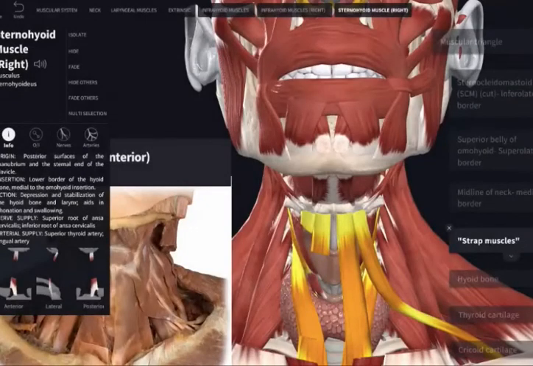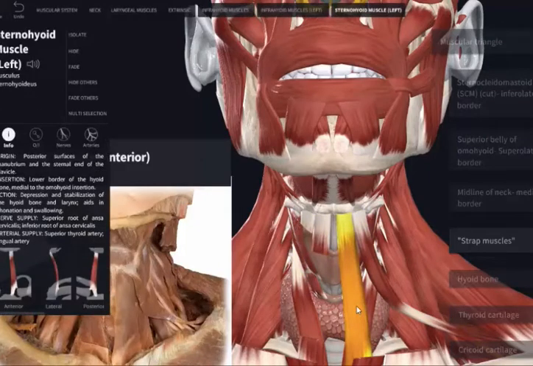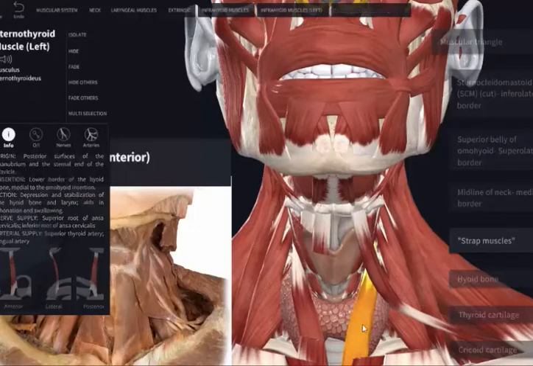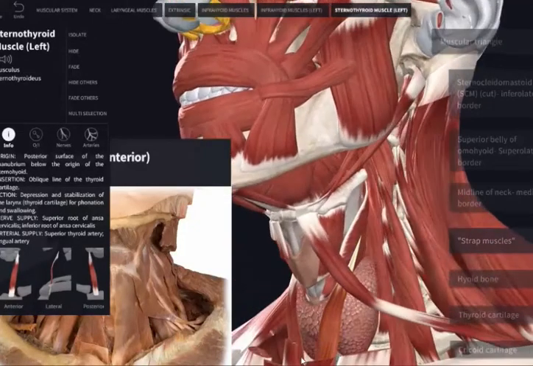Let's have a look at the strap muscles, and with the strap muscles, it's as usual in anatomy, the name is the game. So this one here going from the sternum to the hyoid would be the sternohyoid. We can hide that. Let's look in the deeper layer. Right deep to that is going to be the sternothyroid. So that runs from the sternum to the thyroid cartilage.